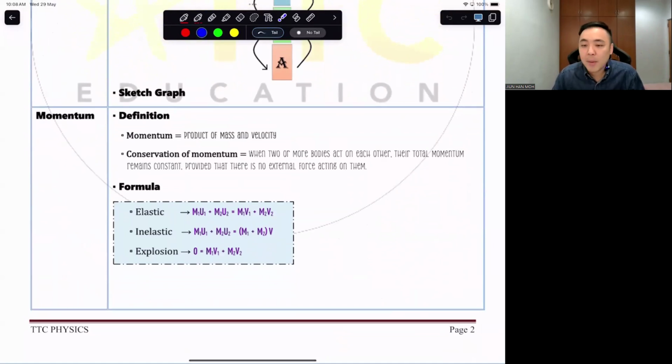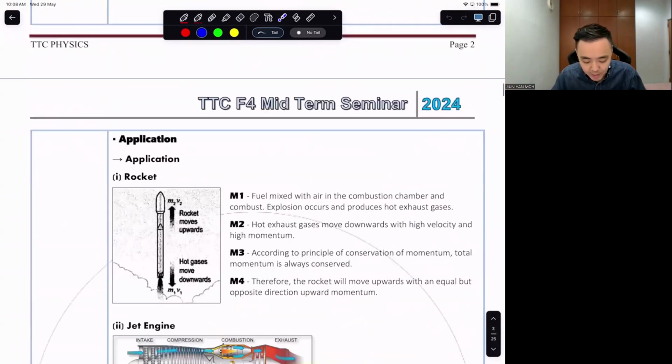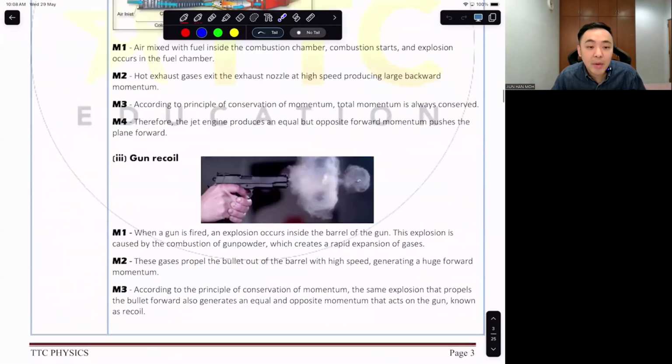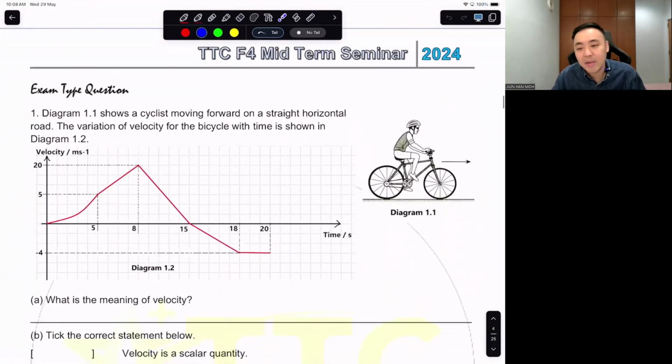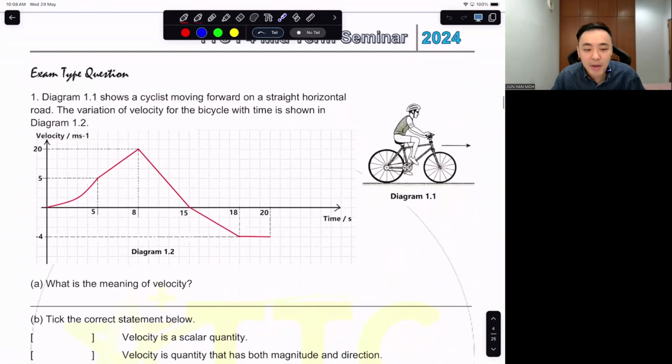Well, if you think about chapter 2, of course, there are more than that. You also have the force behind and everything. Now, all these details, how to explain stuff and everything. Then after that, you have these exam type questions here.